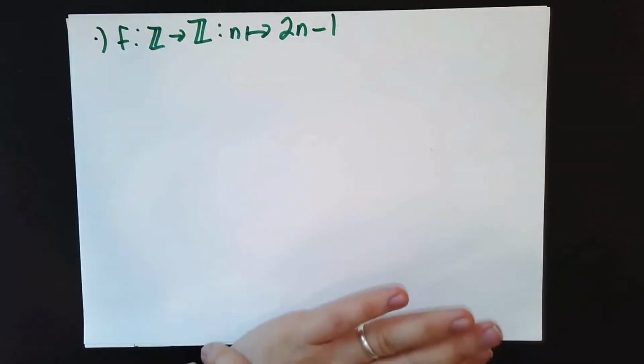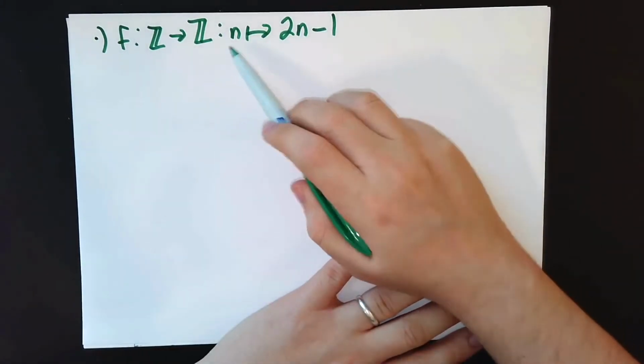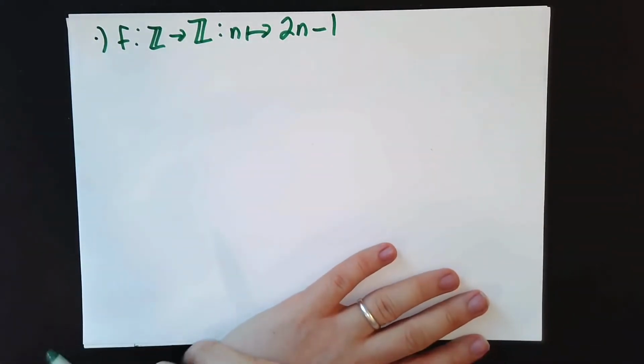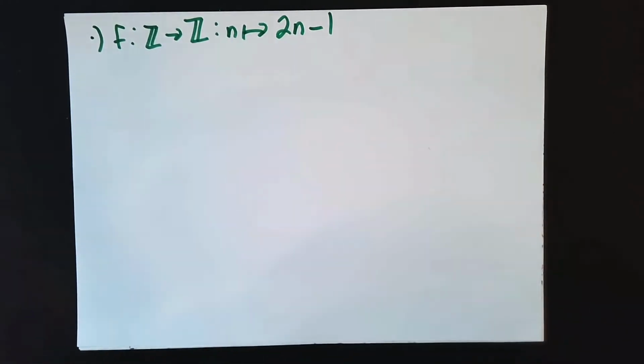Okay, so let's look at another function. Let's take f from Z to Z that takes n to 2n minus 1. Is this function onto? Now, let me frame that a different way.